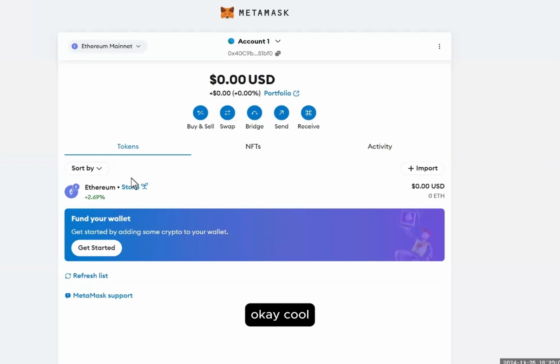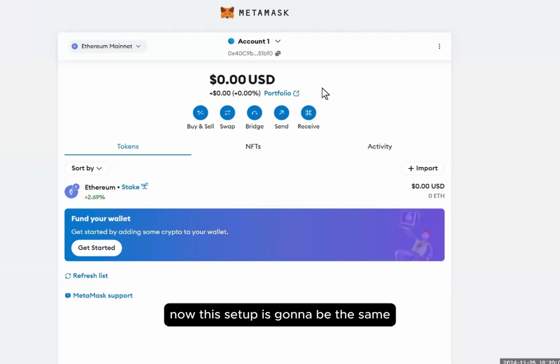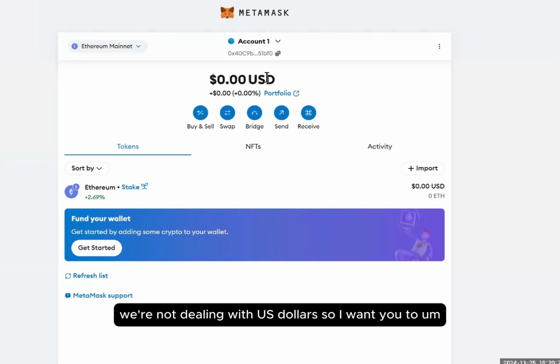Okay, cool. Now, this setup is going to be the same whether you're on the phone or computer. It's going to look the same. So just to show you guys what you're looking at, this right here where it says US dollar, this is your balance. And remember, when you're dealing with crypto, we're not dealing with US dollars.